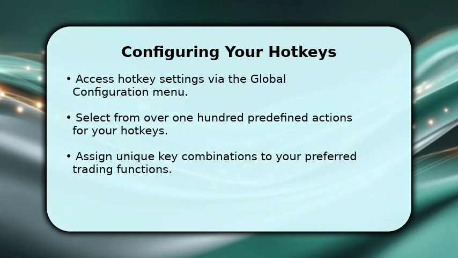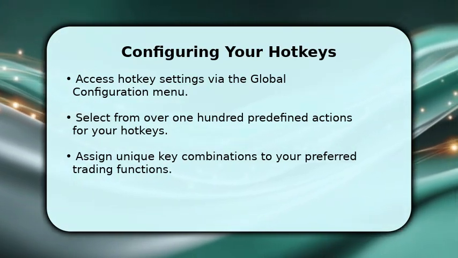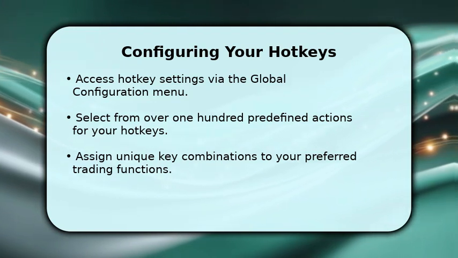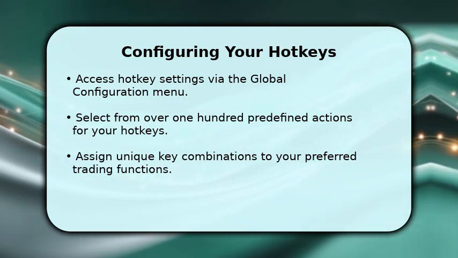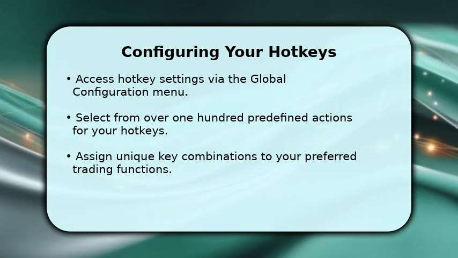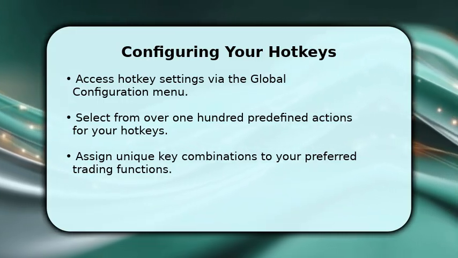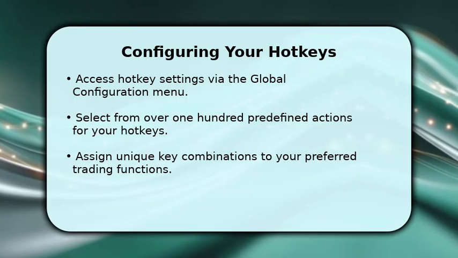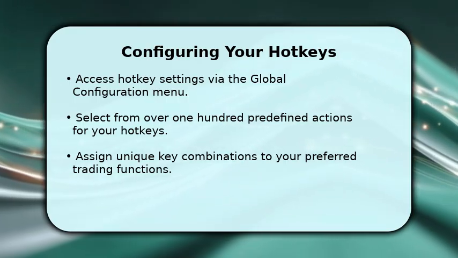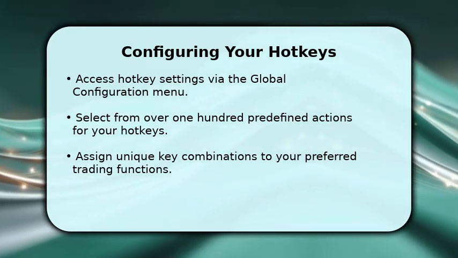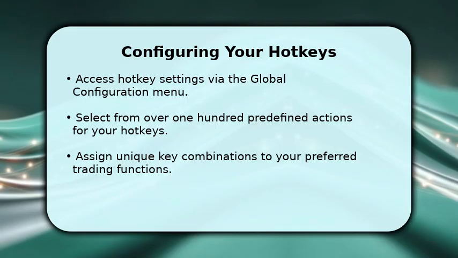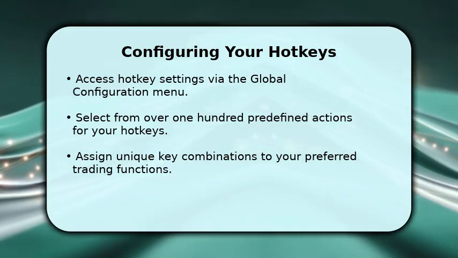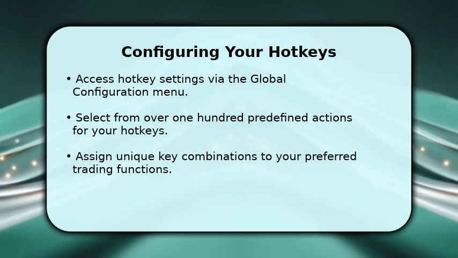To begin, navigate to the Global Configuration menu within your Interactive Brokers platform. Here, you will find the hotkey settings. You can choose from a vast array of predefined actions, such as placing a buy order or canceling all open orders. Simply assign a unique key combination, like Ctrl+B for buy, to each desired function. This setup takes only a few minutes.